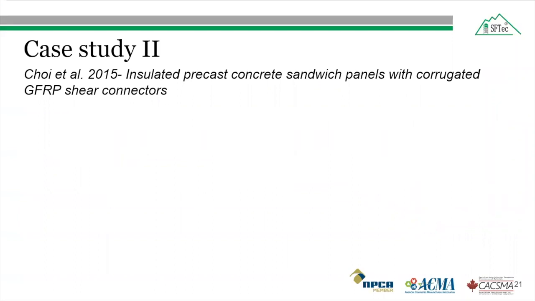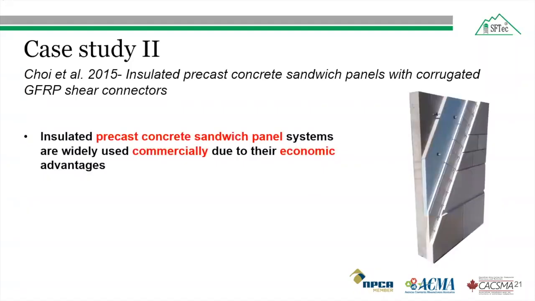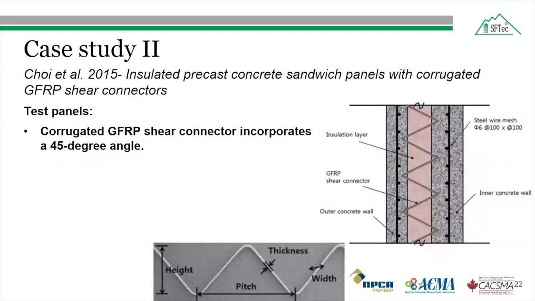Now the second case study talks about the in-plane shear behavior of the insulated precast concrete sandwich panels reinforced with corrugated GFRP connectors. And as I told earlier, insulated precast concrete sandwich panel systems are widely used commercially due to their economic advantages and superior thermal and structural efficiency.